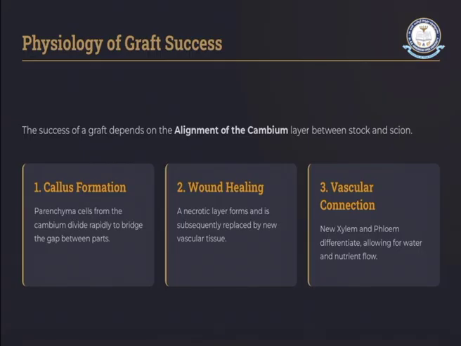Now if we look into the vascular connection, the vascular system is nothing but the xylem and the phloem. The xylem helps in the supply of water substances, and the phloem helps in the supply of food materials. Here you see the new vascular system has developed, that means new xylem and new phloem have differentiated, allowing the water supply and also the nutrient flow.